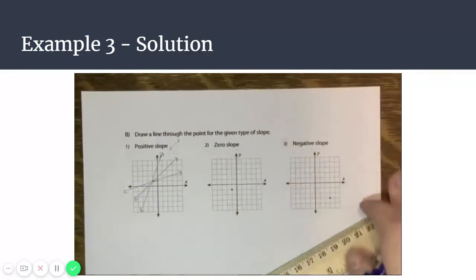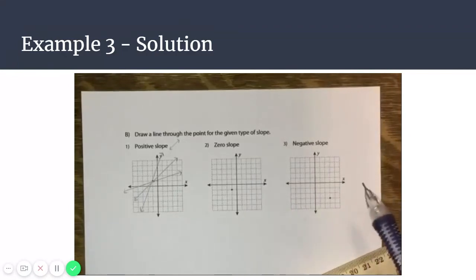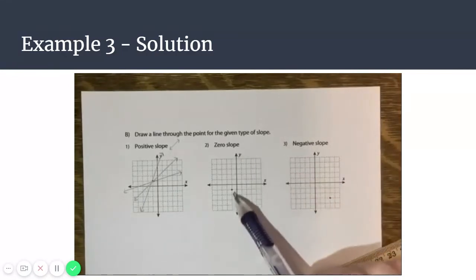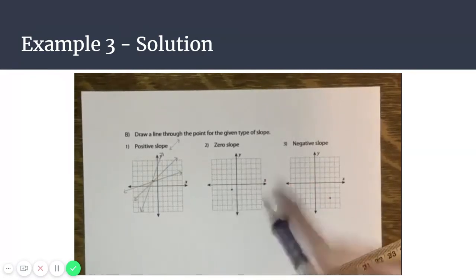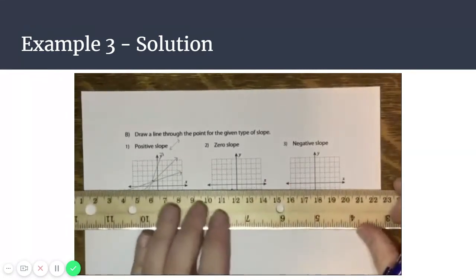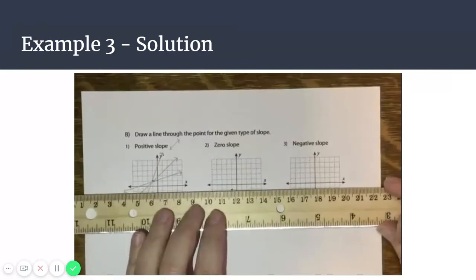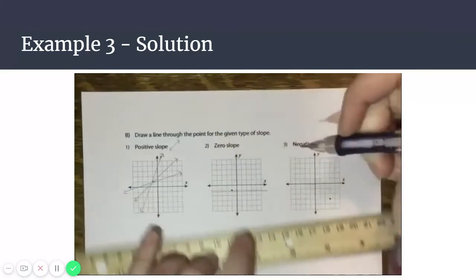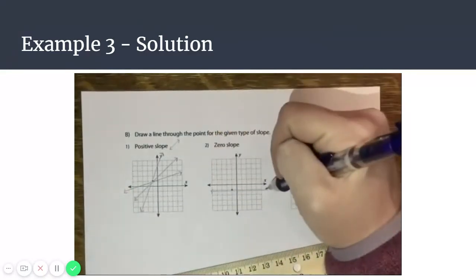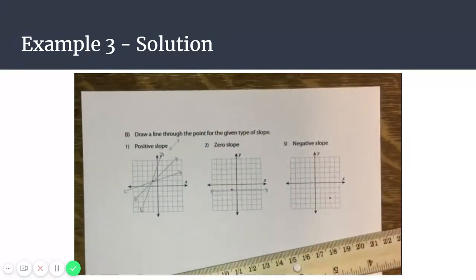For a zero slope, we're asked to draw the line through the point that's right here. So remember, zero slope, we have a horizontal line. So just one option there, and that horizontal line is going to be going right through that point. So I'm going to go ahead and draw my line there. It's a little bit off, but that's okay. And that is going to be your only option for zero slope through that point.